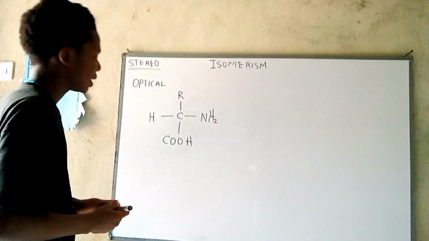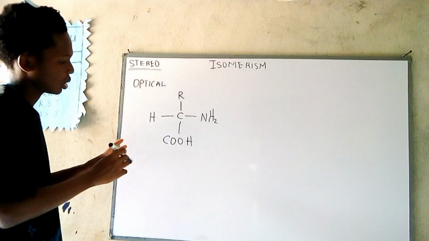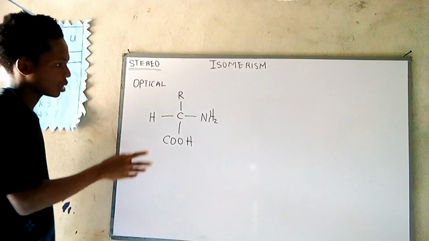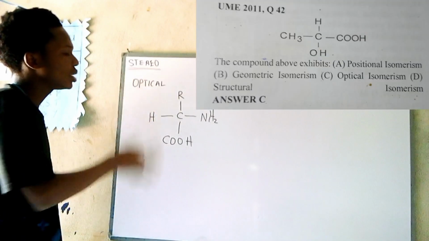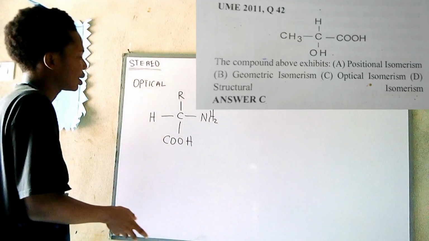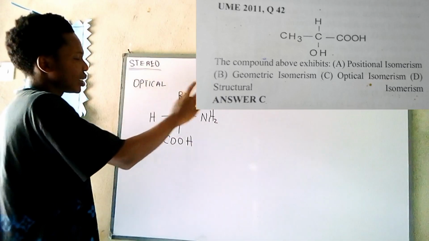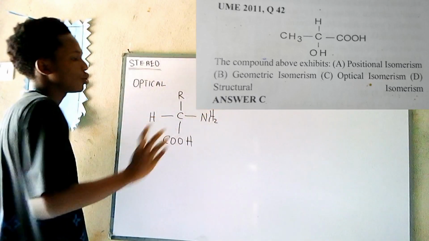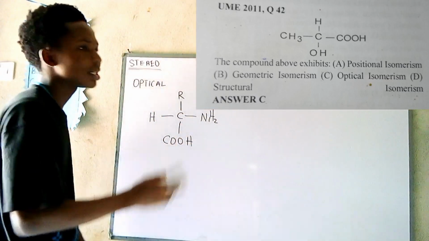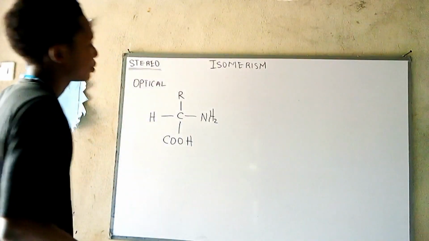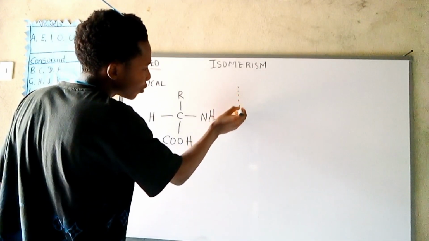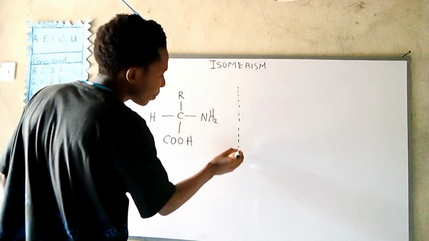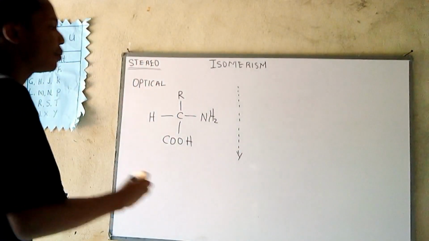Okay, this is an amino acid. From the look of things, if you remember all the characteristics listed, you will notice that this thing possesses all the characteristics. Like the way we said, it possesses 4 different substituents. Exactly what is it? Note that is a very important point. Now, as we said, it will create a mirror image of itself. How does this compound create a mirror image of itself?